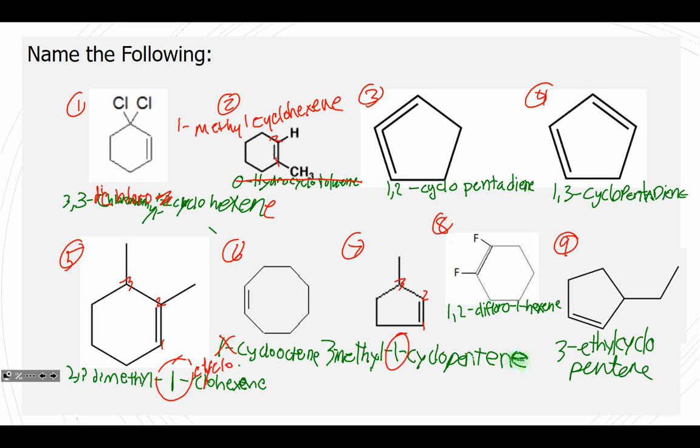1,2-difluoro, and again, you don't have to have the 1 there, hexene. And then 3-ethylcyclopentene. Good. Any questions with this? You see how we're doing this? That's because we're starting counting, and I know where the double bond is, but I don't know where on the ring the methyl is, because the methyl could be anywhere. So I've got to tell where the methyl is.